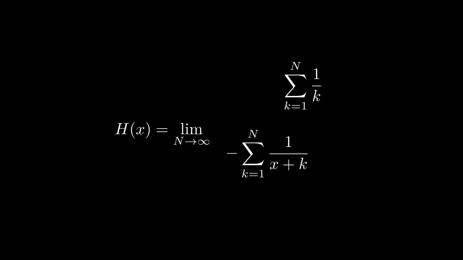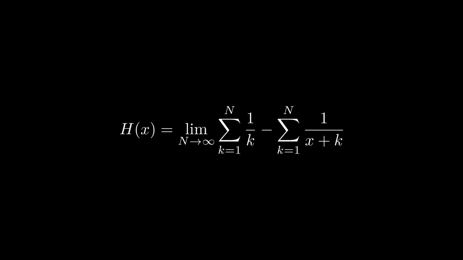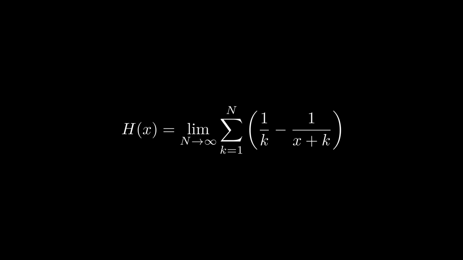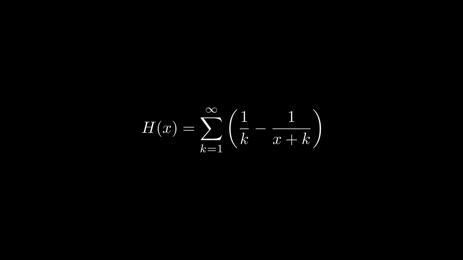And now we rearrange terms to make it a bit nicer, and since both of these sums go from 1 to n, we can combine them into one single sum. And just as the final touch, we can write the limit with a nice shorthand by just putting an infinity in the top of the sum. And this is it. This is the extension of the harmonic numbers.